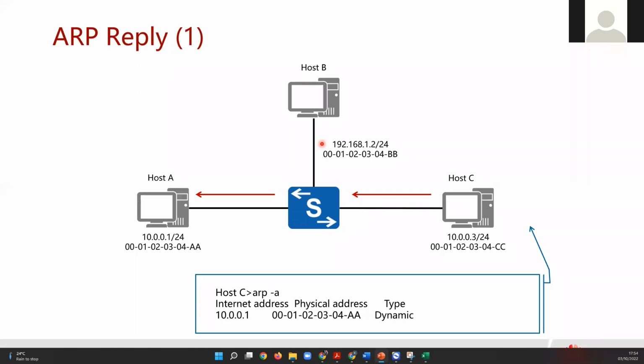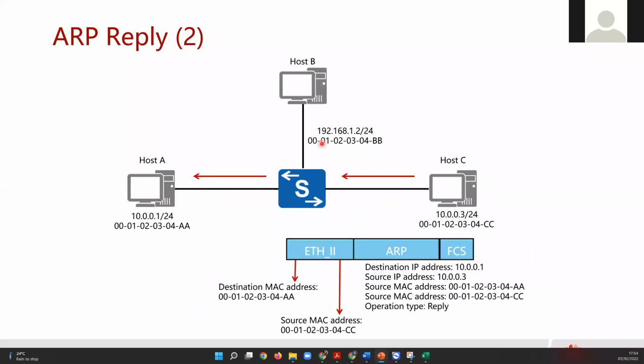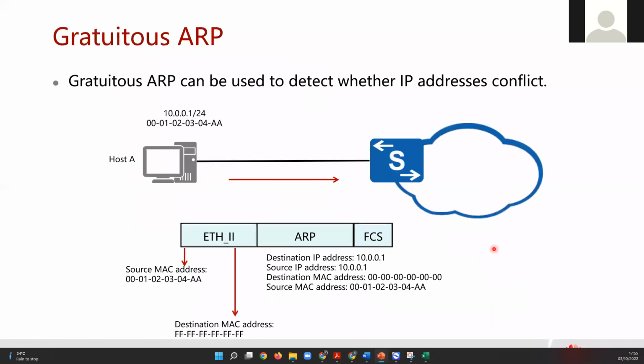So the ARP reply comes, it knows the MAC address, so that when it sends the ARP, you now have the MAC address there and the destination. So we have one called Gratuitous ARP, which is usually used to help in detecting an IP address conflict.